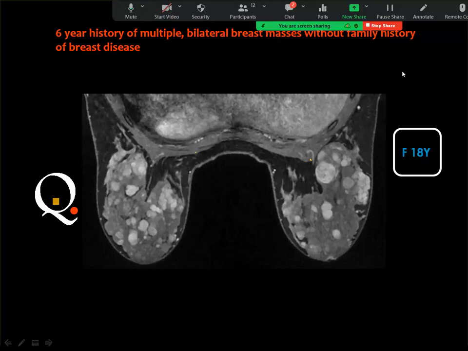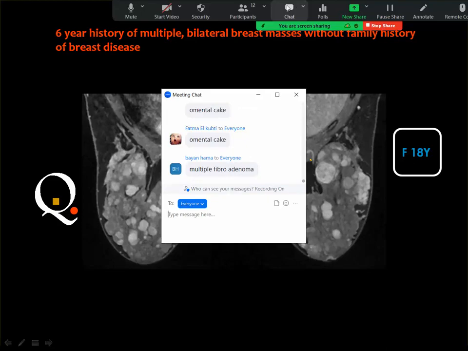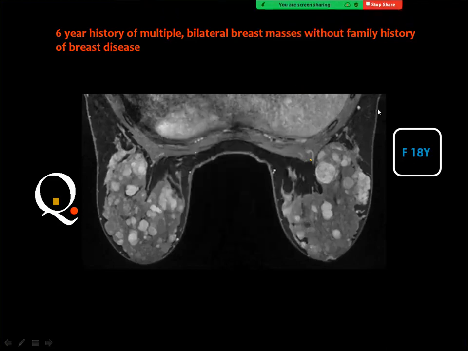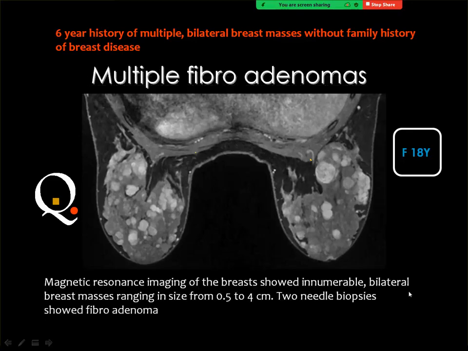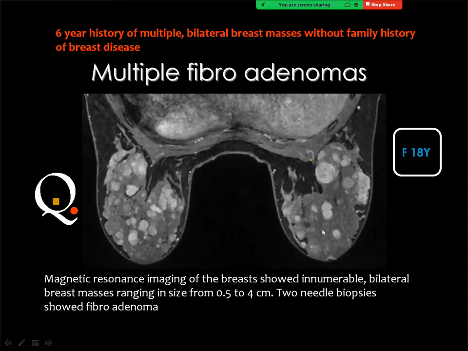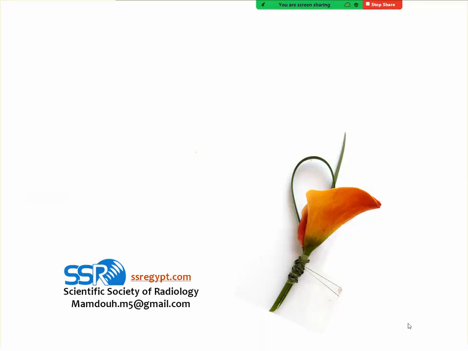Next case is an MR mammogram of a female patient, 18 years old, with a 6-year history of multiple bilateral breast masses without any family history of breast disease. Yes, the answer is right. This is multiple fibroadenomas in the breast. It is a little bit strange to get one or two fibroadenomas in each breast, but here you got too many fibroadenomas in the breast, showing a homogeneous enhancement and well delineated outline.